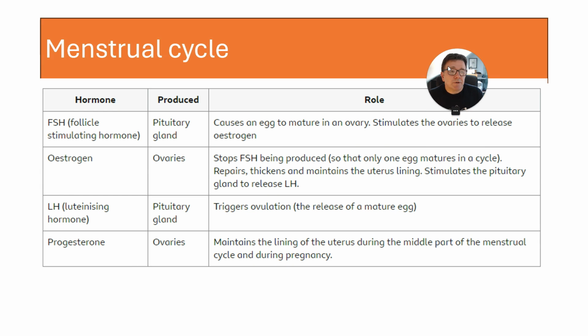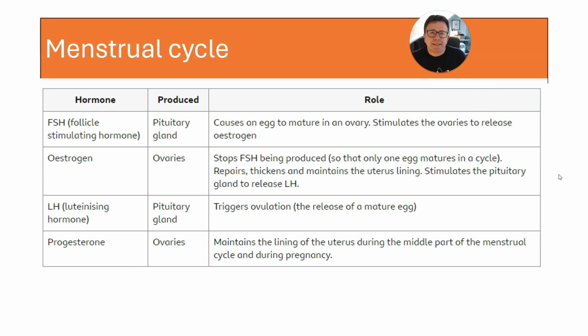Menstrual cycle will come up in both Foundation and Higher Tier. Expect to see lots of graphs. They do like lots of graphs, but these are the main things you need to know about the hormone, where it's produced and its role. So hormone FSH, it's the pituitary gland, which is in your brain, and it causes the egg to mature in your ovary, but also it stimulates the ovaries to release estrogen.